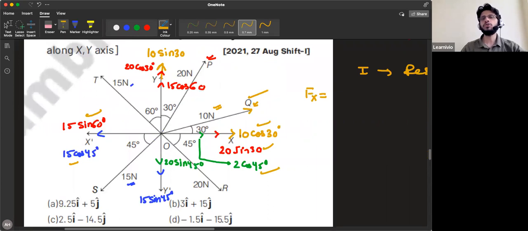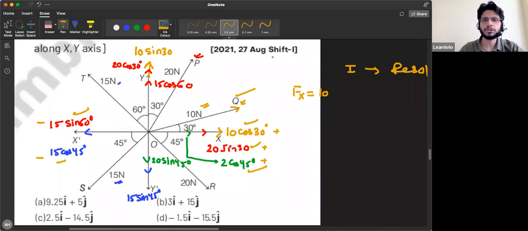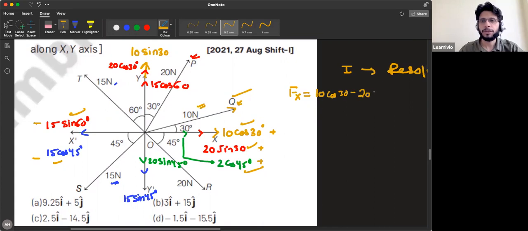To add them up, vectors which are acting in the same direction, add them up directly. Vectors which are acting in opposite direction, subtract them. Like put positive sign to this one, positive sign to this one, positive sign to this one. These all are acting along positive x-axis. Give them a negative sign and a negative sign. So just add them up directly, right? 10 cos 30 minus 20 sine 30, not minus. It will be minus or plus? Plus. Plus.